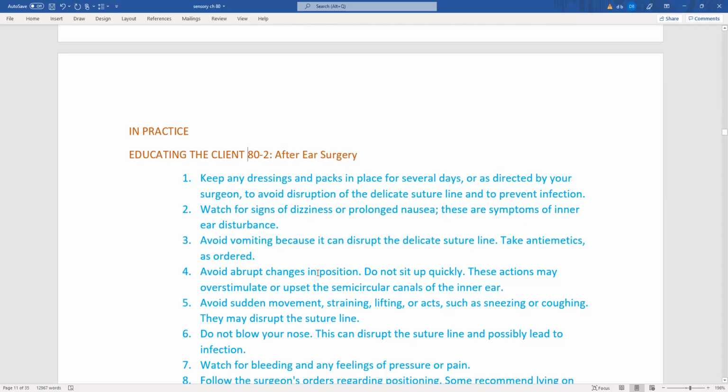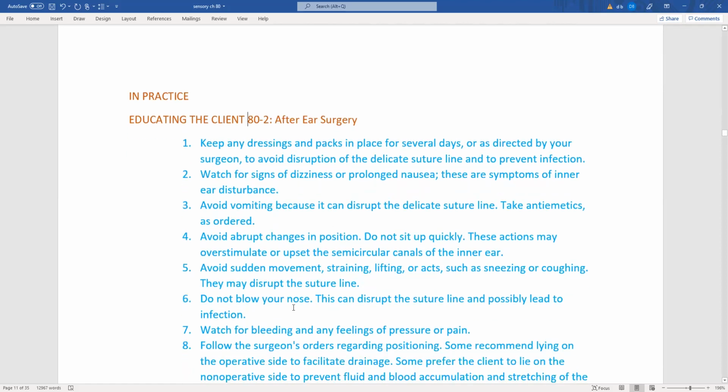Avoid abrupt changes in position. Do not sit up quickly. Take your time, Speedy Gonzalez. Do not be in a hurry. These actions may overstimulate or upset the semicircular canal of the inner ear. Okay? You want to avoid sudden movement, straining, lifting, or acts such as sneezing or coughing. Just like I said, don't be vomiting either. They may disrupt the suture line. Do not blow your nose, to avoid getting an infection, because it will disrupt the suture line. That's when that infection is going to hit you, and you might end up with meningitis. So don't blow your nose.